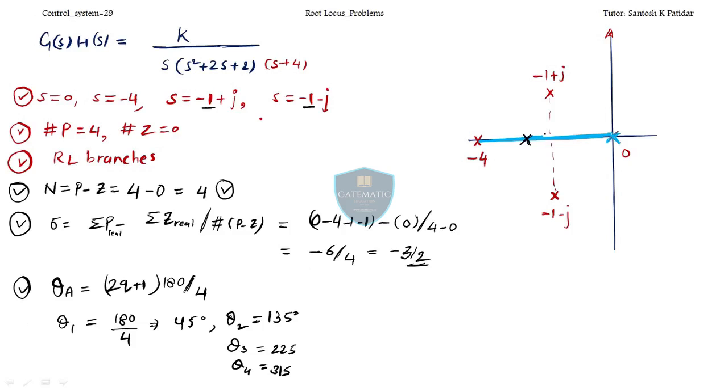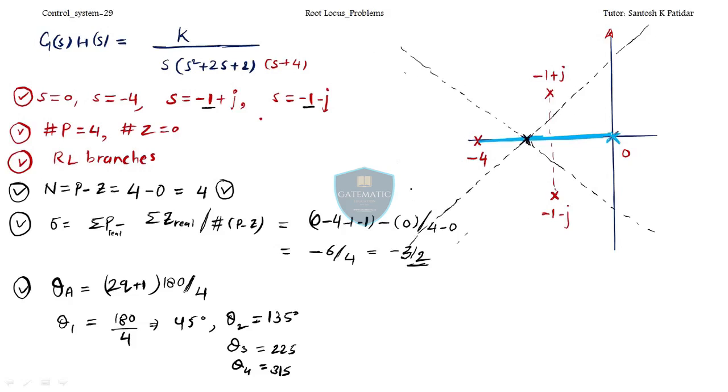So the first asymptote will go from the centroid, that is -3 by 2, making a 45 degree angle from the real axis. So let me draw the asymptote over here making a 45 degree angle. Definitely they will be symmetric. So they will be like this. One is at 45, one is at 135. So these are the asymptotes.